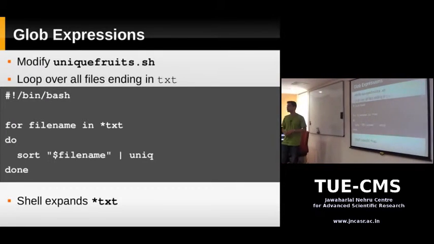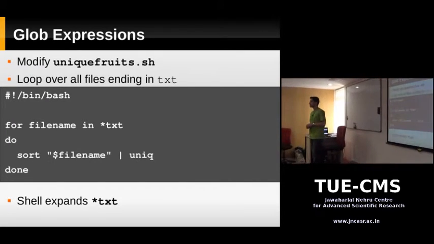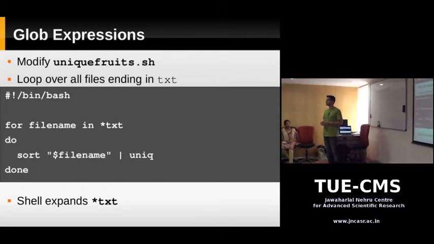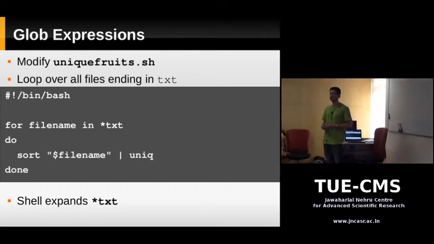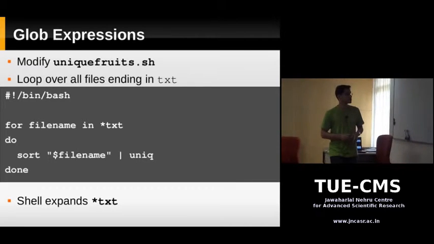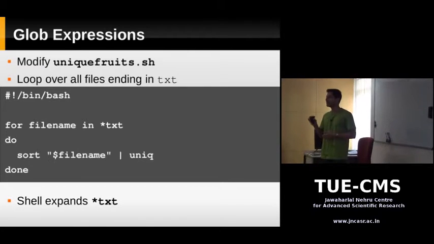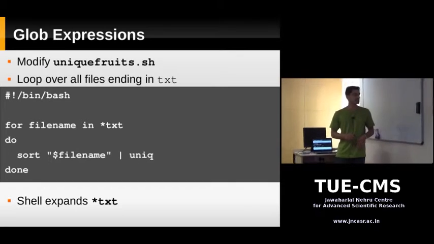Suppose you wanted to run your for loop over all the files in your current directory that ended with the alphabets txt. Okay. So suppose you wanted to run the loop over all the files in your current directory ending with txt. So we'll write something like this: for filename in *txt.